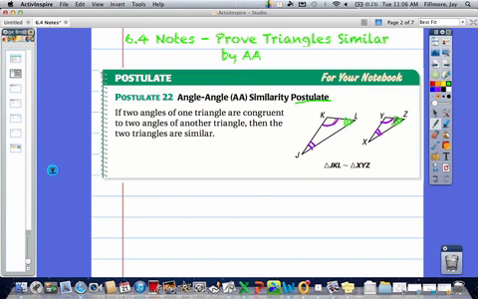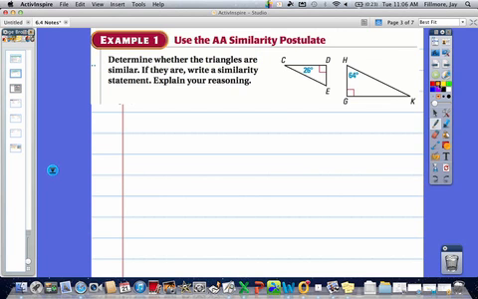But let's use this postulate for some example problems here. We're going to determine whether the triangles are similar. If they are, write a similarity statement. We will explain our reasoning. I'm going to explain it verbally instead of writing it out for the sake of making this video concise.